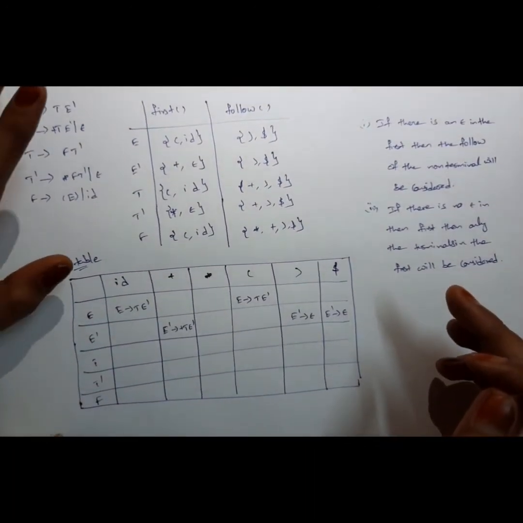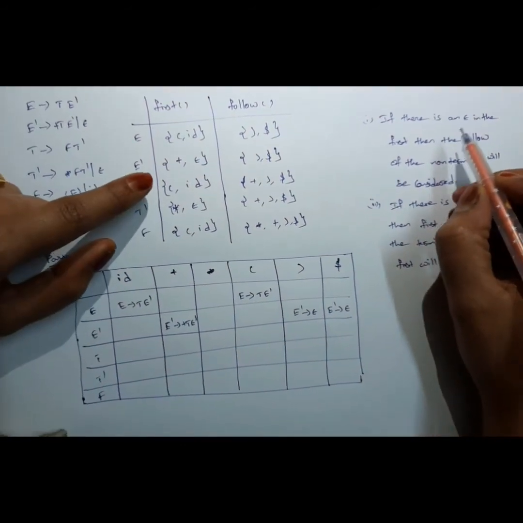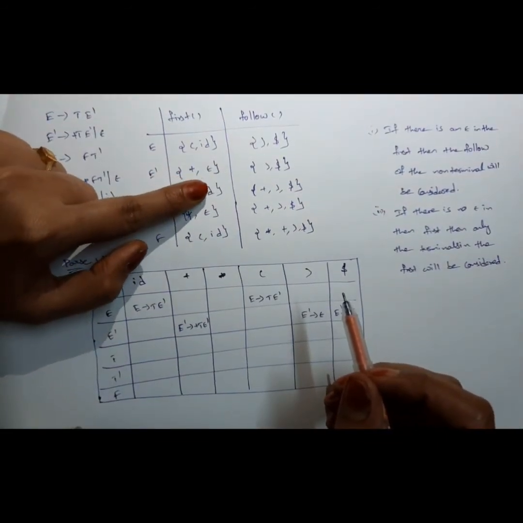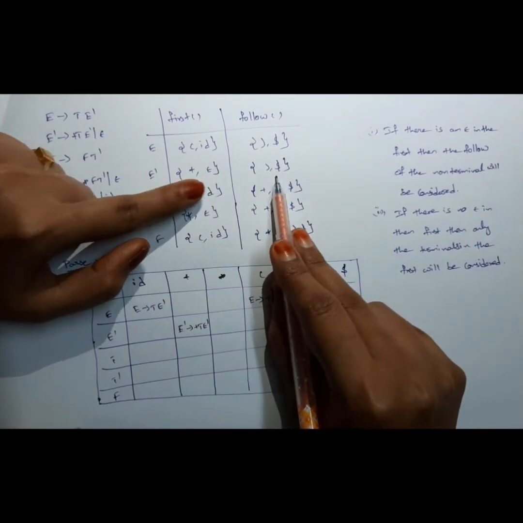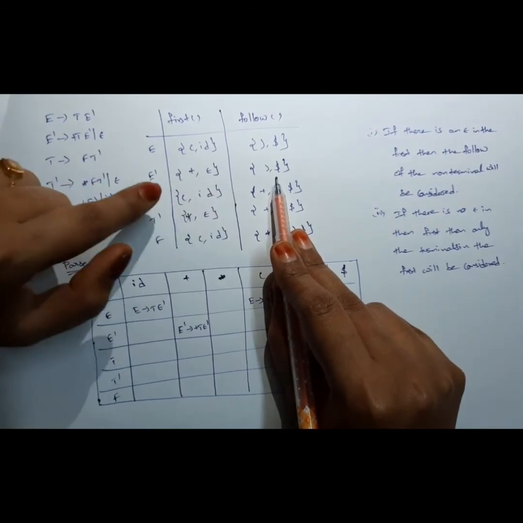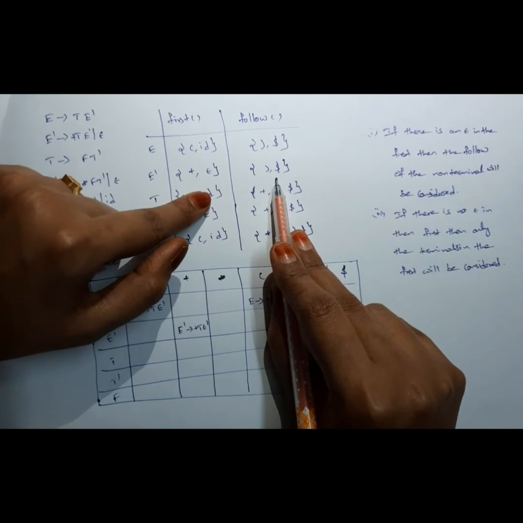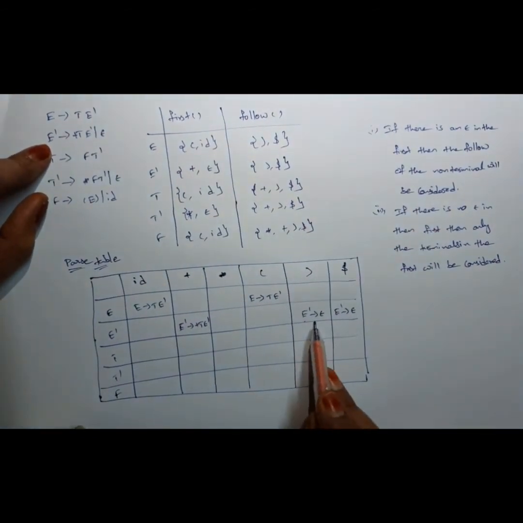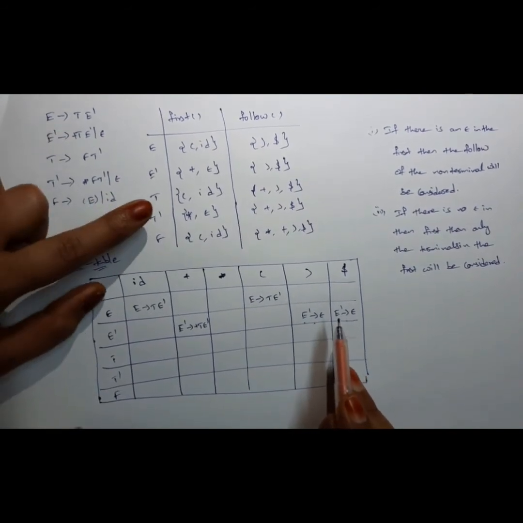I'll explain it again. Here we are following the first step. As we are having an epsilon in the first, I am considering the follow of this production, and as I am considering the follow of E dash in the place of epsilon, I am placing the derivation as E dash derives epsilon. Now coming to T.